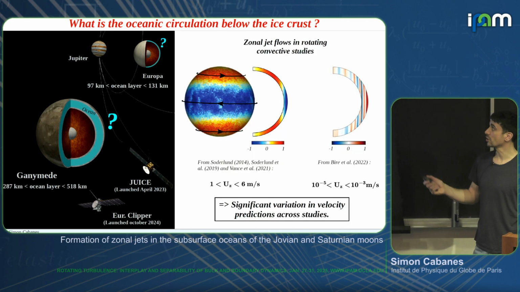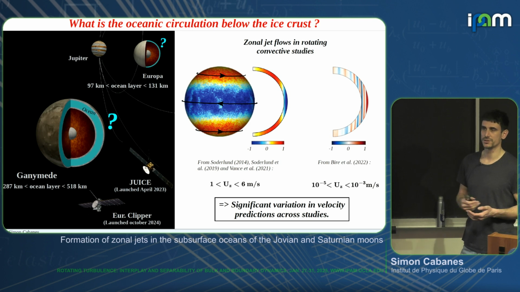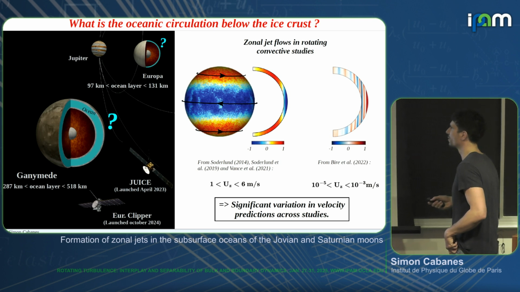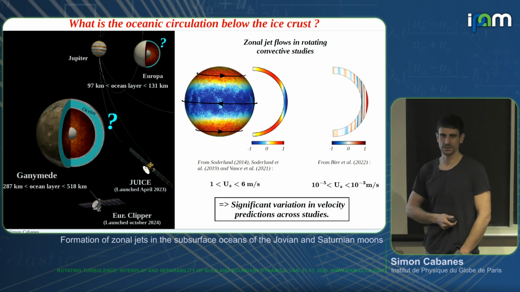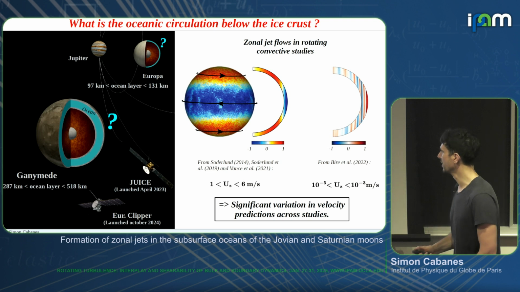And a lot is known already about this oceanic circulation because various studies have started to simulate those flows. And I would say that most of what we know today relies on numerical simulations of thermal convection in a rapidly rotating sphere. And all those studies evidence or suggest at least the presence of planetary scale circulation below the ice crust, forming what we call zonal jets, so this axisymmetric flow, which is dominated by the east-west velocity component.